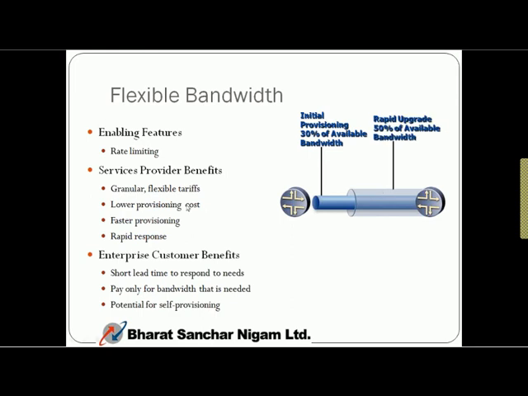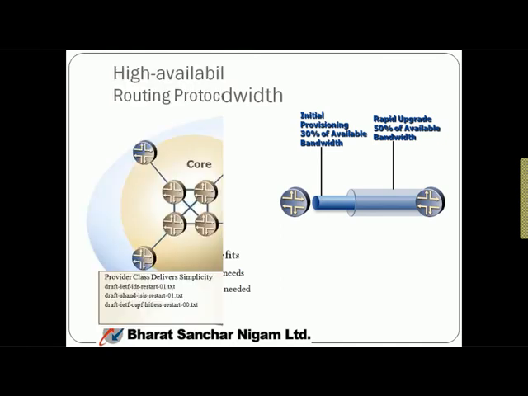So you can do rate limiting, and you can offer services for the service provider. It's very flexible, with very low provisioning cost, fast provisioning, and rapid response on any failure. For enterprise customers, it's soft-provisioned. The moment you ask, within 2 or 3 days, you pay only for the bandwidth that is needed. Even though you have a 1 gig connection to a CE, you may not use the complete 1 gig. So based on your requirement, bandwidth, and services, you start paying. That's the advantage of flexible bandwidth.